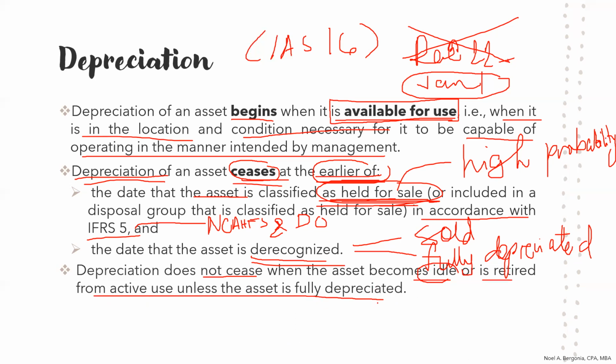Because remember in our previous slides discussion, di ba? Aside from the usage, there would be a passage of time. Di ba? So as part of it, even though hindi mo ginagamit, okay, pero tumatakbo yung oras until its useful life, then you need to still depreciate it. Or even pag retire mo siya from active use, so ganun din, no? Idle siya pero hindi pa siya fully depreciated, then you can still continue its depreciation.